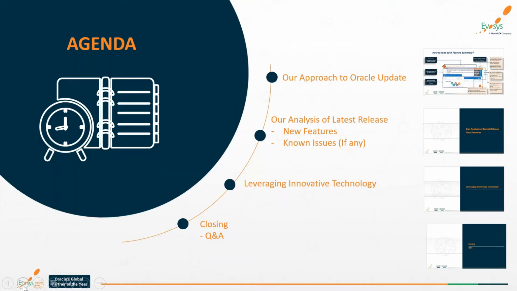By means of an agenda, we'd like to cover four main areas with you today. Firstly, I'm going to give you a quick run through of our feature summary template that we use. And then we're going to move on to the analysis of the latest release, providing an insight into the new available features, as well as highlighting things to consider when deploying them. And this will also cover any known issues that you need to consider as part of the release. And Ankita will take us through these in around 30 to 40 minutes.